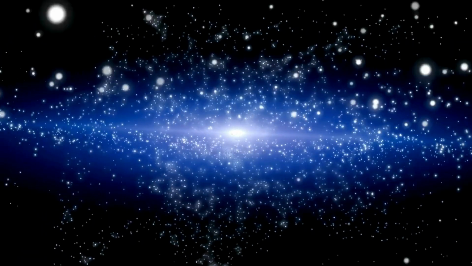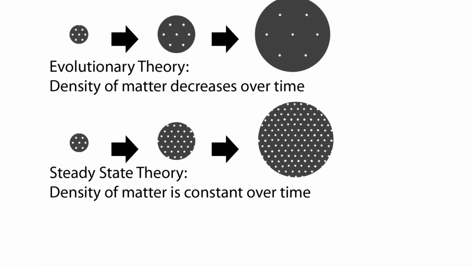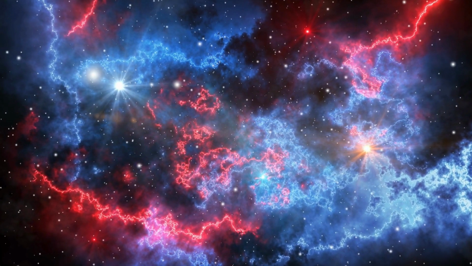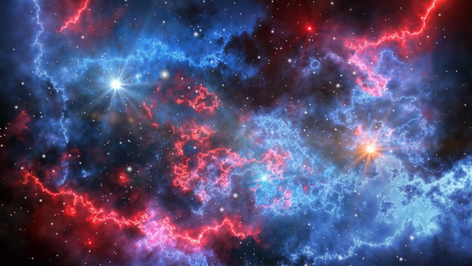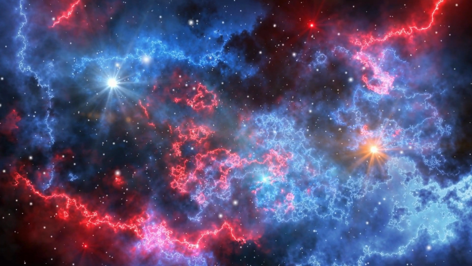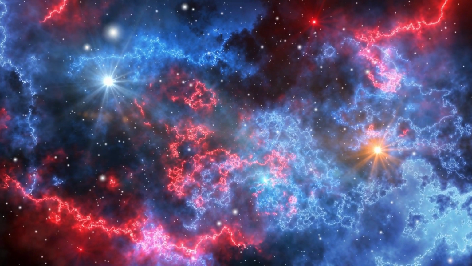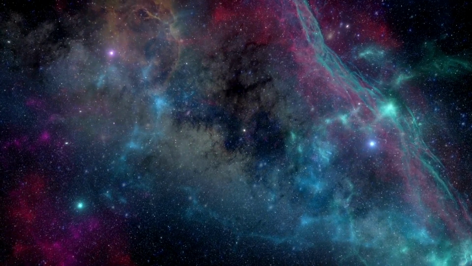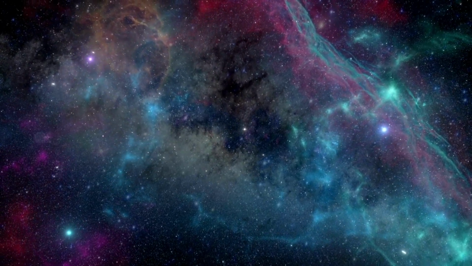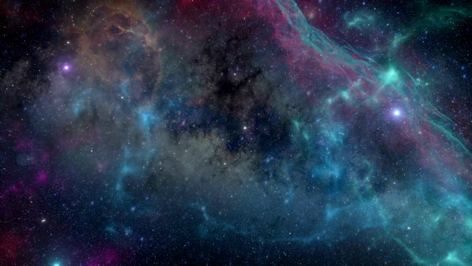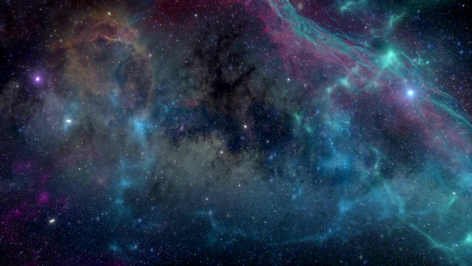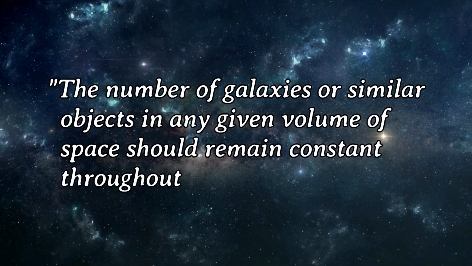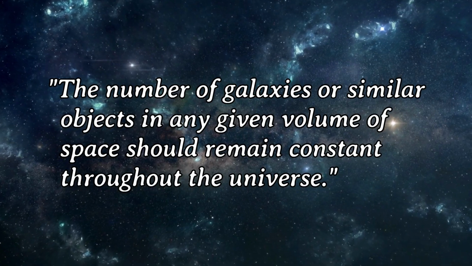According to this theory, the universe would maintain a similar appearance at all times and locations. Although the steady-state theory required a modification of general relativity to account for the ongoing creation of matter, the rate involved, about 1 particle per cubic kilometer per year, did not conflict with experimental observations. The theory was considered scientifically sound, meeting the criteria of simplicity and making testable predictions. One such prediction of the steady-state theory was that the number of galaxies or similar objects in any given volume of space should remain constant throughout the universe.